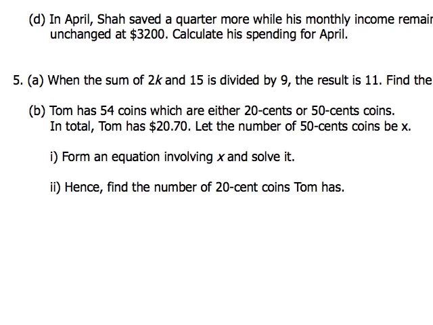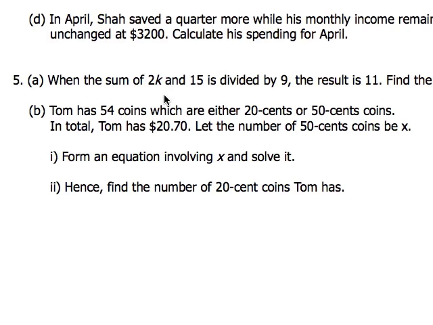So for part B, Tom has 54 coins which are either 20 cents or 50 cents. In total, Tom has $20.70. Let the number of 50-cent coins be X. Very important. Form an equation involving X and solve it.